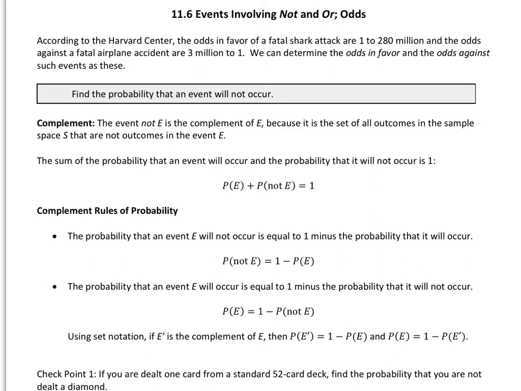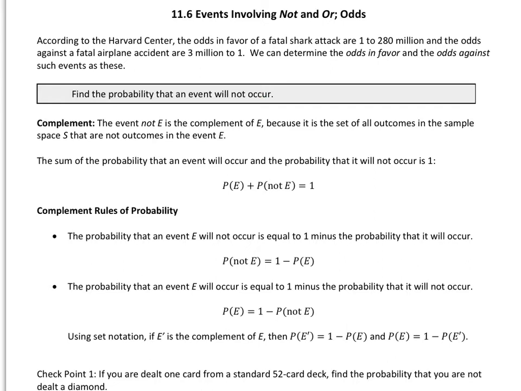According to the Harvard Center, the odds in favor of a fatal shark attack are 1 to 280 million, and the odds against a fatal airplane accident are 3 million to 1. We can determine the odds in favor and the odds against such events as these. That's going to be the second part of this video, talking about odds. For now, we're just really going to focus on finding the probability that an event will not occur.